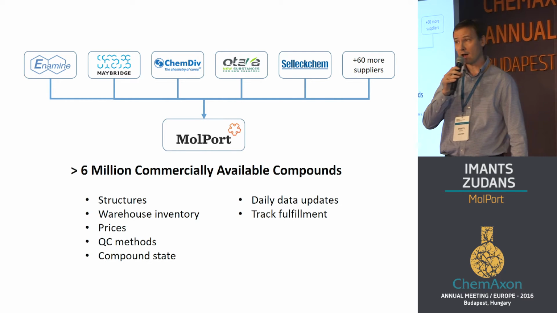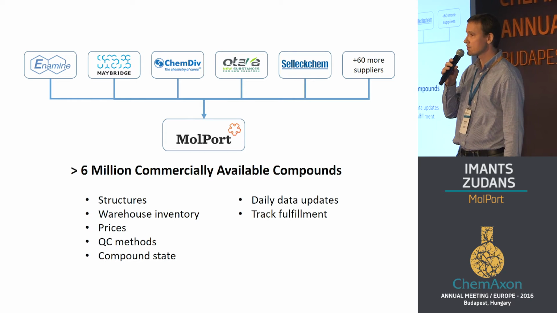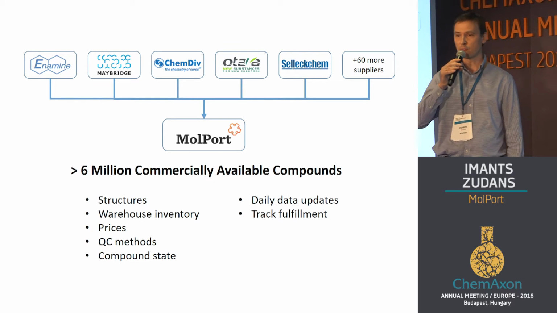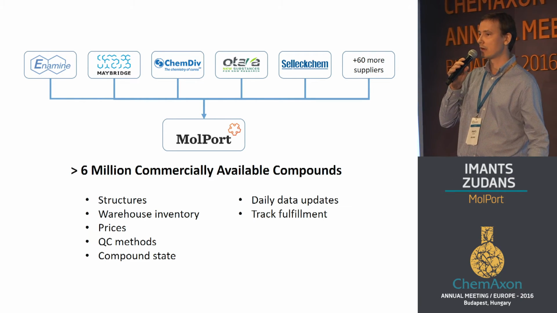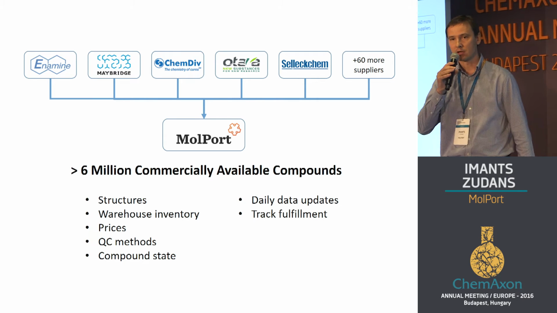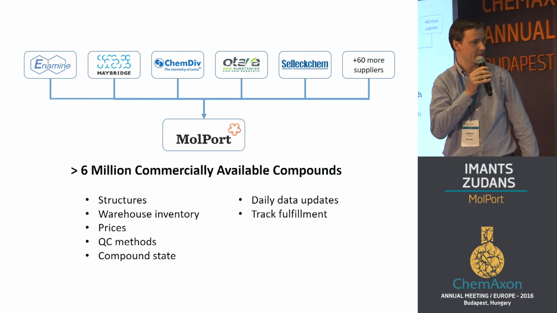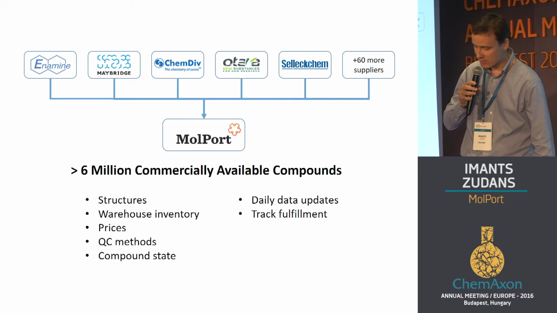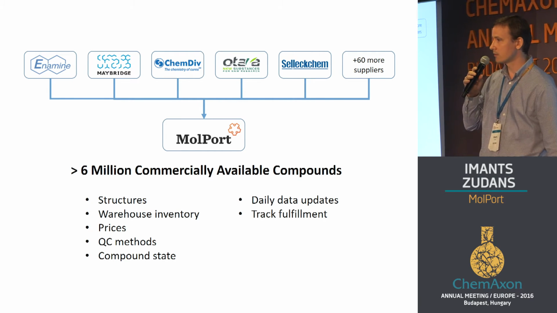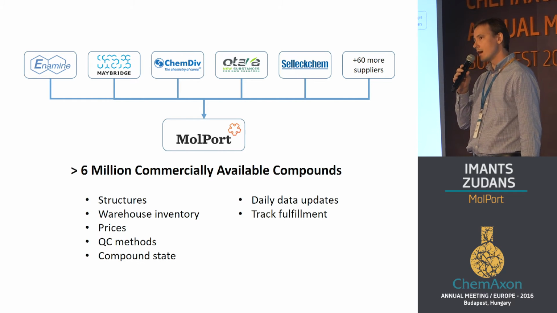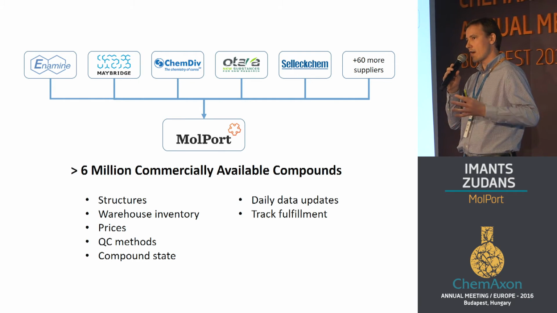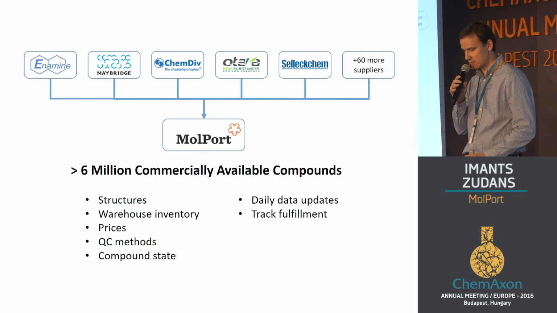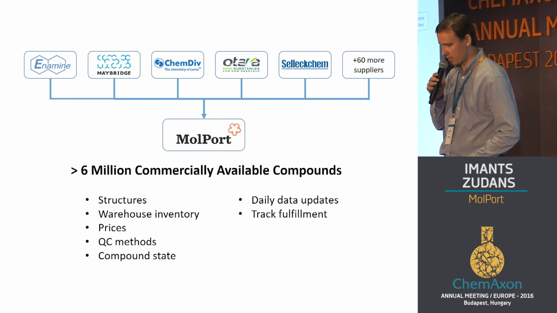We have now also QC methods that suppliers used to analyze. So if you need compounds that have both NMR and HPLC, you can do a selection that matches that. We also have compound state in the database. And this information is updated daily for most of the compounds. And of course, on top of that, we also track supplier fulfillment statistics to see where is a more reliable sourced order.